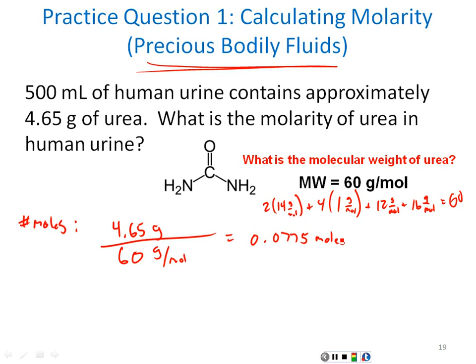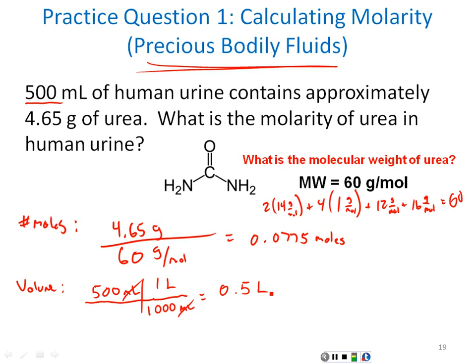Now what is our volume? Our volume's given to us as 500 milliliters. But remember, when we're calculating molarity, it's in terms of moles per liter. So we have to convert milliliters to liters. So we have 500 milliliters. 1 liter has 1,000 milliliters. Milliliters cancel, and we're left with 0.5 liters.